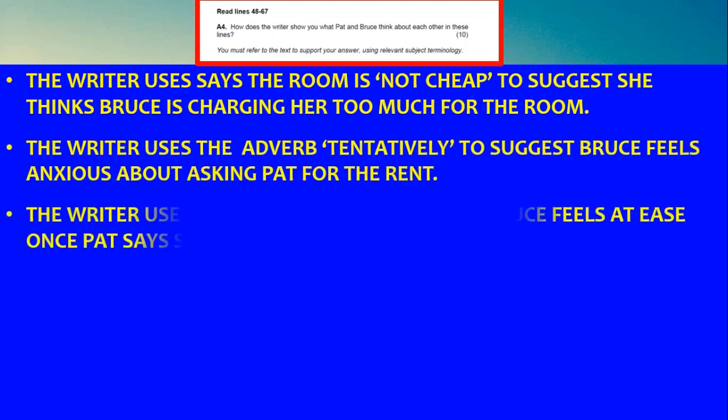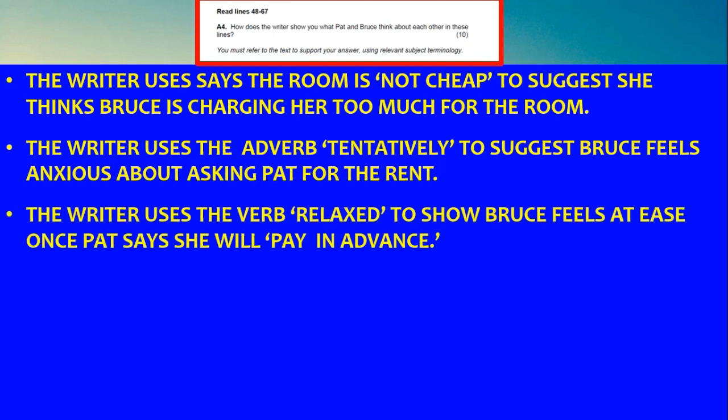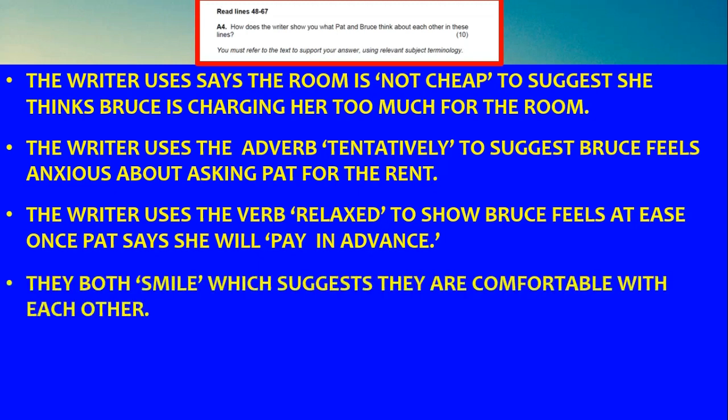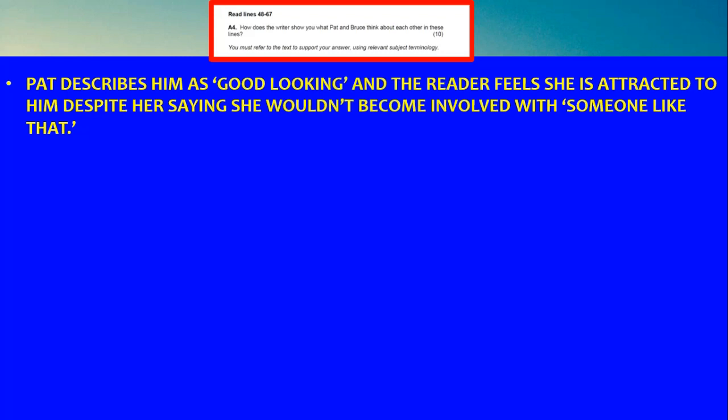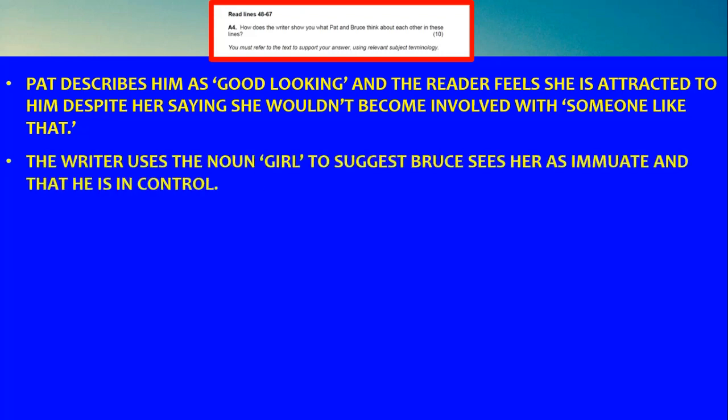So we've done these two. The writer uses the verb relax to show Bruce feels at ease when Pat says she will pay in advance. They both smile, which suggests they are comfortable with each other. The writer tells us that Pat thinks Bruce seemed fine and reminded her of an unthreatening cousin. The adjective unthreatening suggests she doesn't feel intimidated by Bruce. Pat describes him as good looking and the reader feels she's attracted to him despite her saying she wouldn't become involved with someone like that.